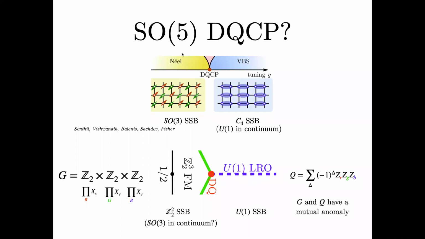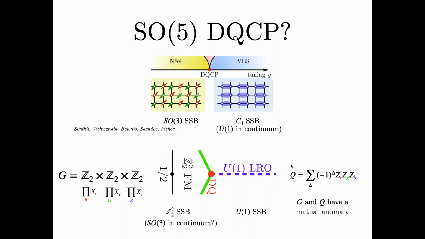That motivates us to think that maybe there is a similar transition to the DQCP that happens in 2D, where usually on the Néel phase you have an SO3 symmetry breaking, and on the VBS you have some rotation symmetry breaking, with this U1 in the continuum. But in this case, it seems like we have a U1 symmetry breaking, and this U1 can be written explicitly on the lattice, whereas this SO3 might emerge in the continuum, and here you might only have a Z2 subgroup of it, which is symmetry breaking.